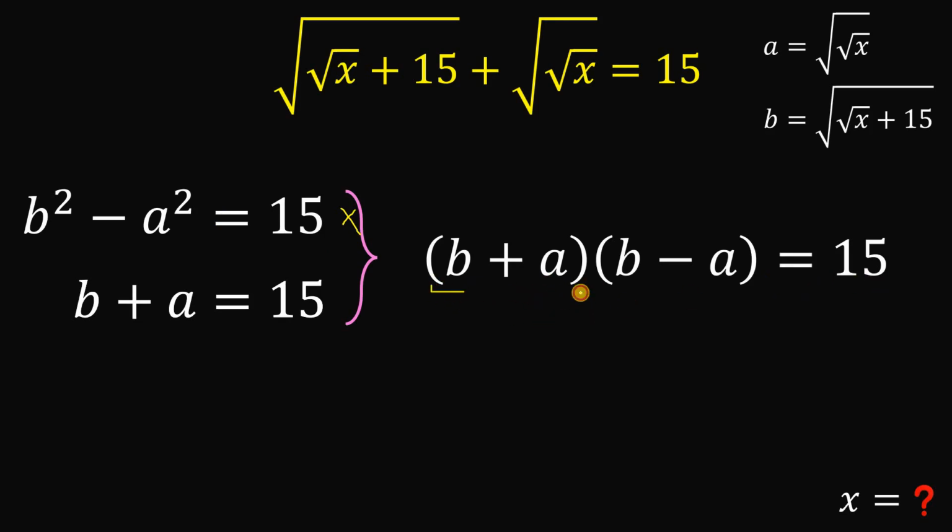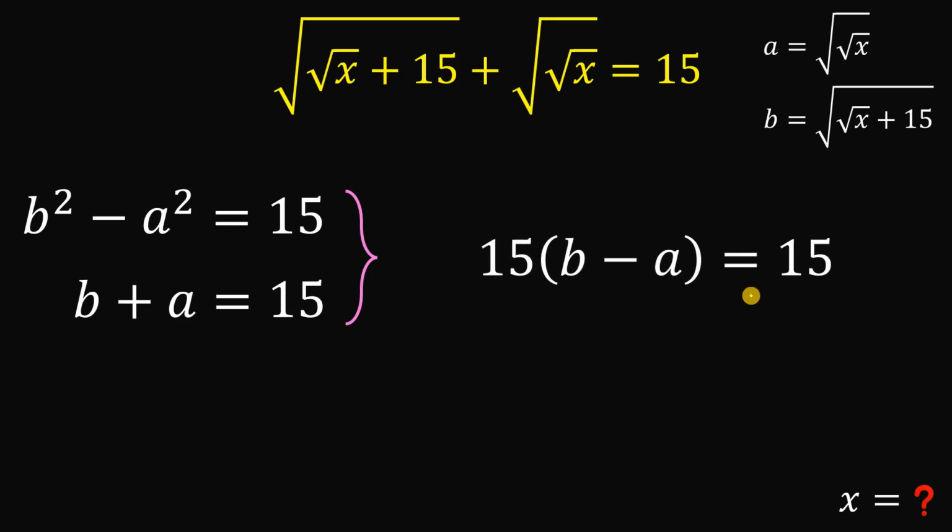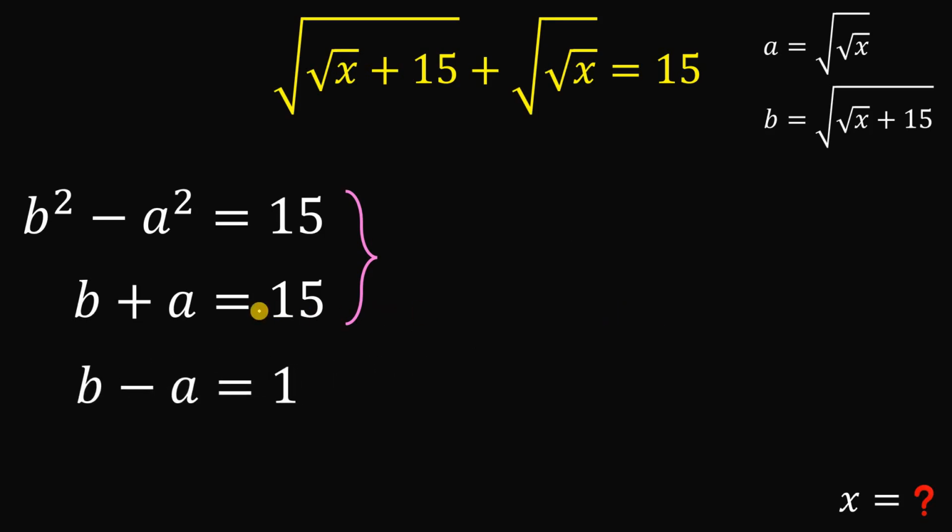Now, we know the value of b plus a. This is also given. b plus a is simply equal to 15, so we can replace this with 15. Now, divide both sides by 15. We get that the value of b minus a equals 1. Now, we found a third equation involving b and a.